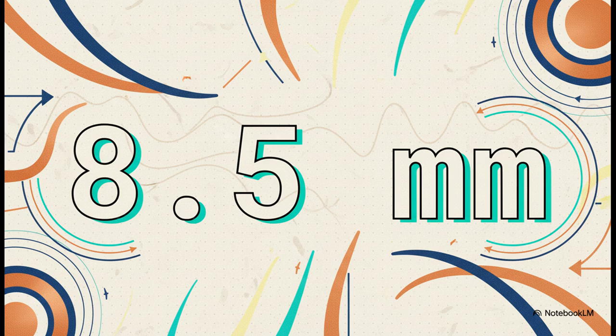Let's put some numbers to this. For the electricity coming out of your walls, which is at 60 Hertz, the skin depth in copper is about 8.5 millimeters. That's actually pretty deep. It means for most wires in your house, this effect doesn't really matter much. The current is pretty much using the whole wire.